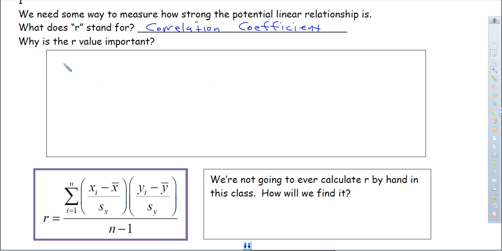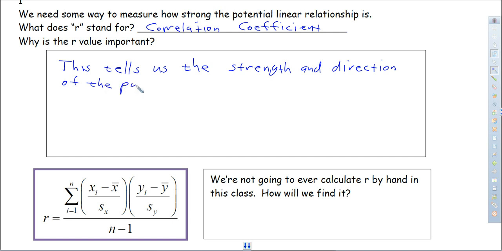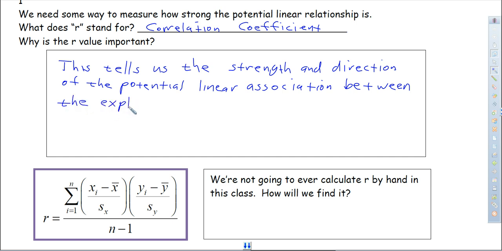And what does R tell us? It tells us two things: the strength and direction of the potential linear association between the two variables that we're looking at or analyzing, between the explanatory and response variables. I'm going to say potential here, I'll address that in just a moment.